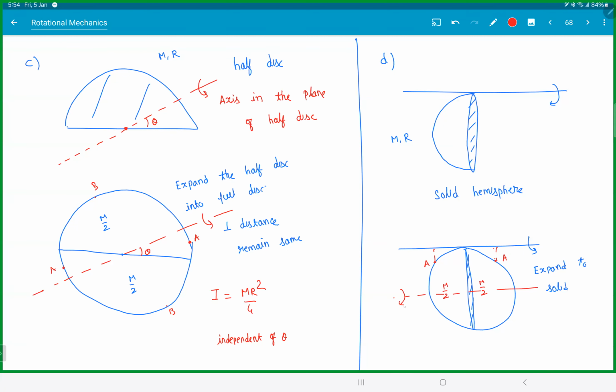So about this axis, moment of inertia is 2 by 5 mr square. They use parallel axis theorem. So I will be 2 by 5 mr square plus mr square. Check.